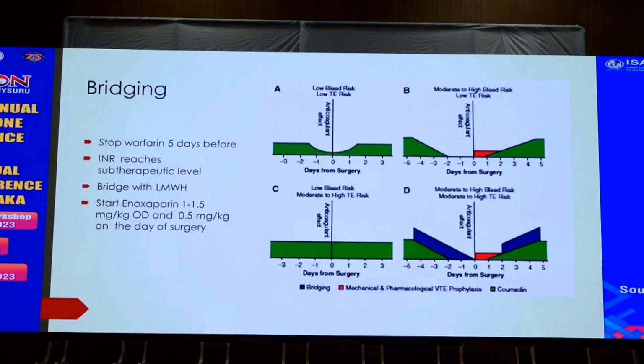So what we are going to do is stop warfarin 5 days prior. Once the therapeutic level drops, we start low molecular weight heparin. Ideally, we can use enoxaparin 1 to 1.5 milligram per kg OD, and on the day of surgery give 0.5 milligram, then do the surgery, then cover the patient with venous thromboembolism prophylaxis, and on day 1 as early as possible try to start warfarin, that is after 24 hours ideally.